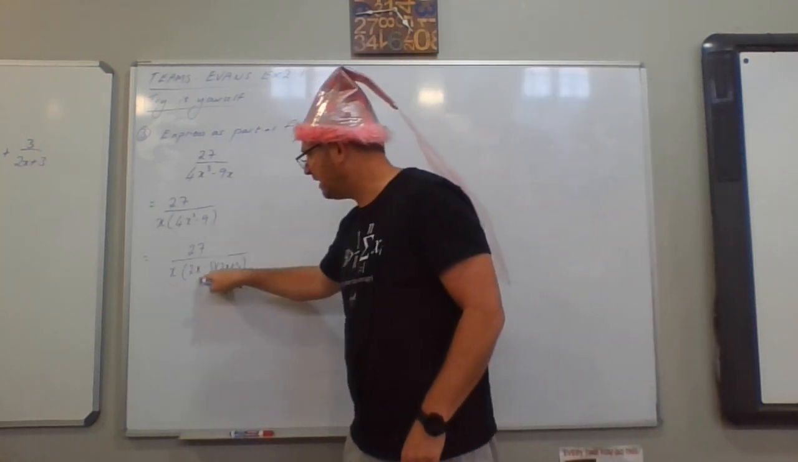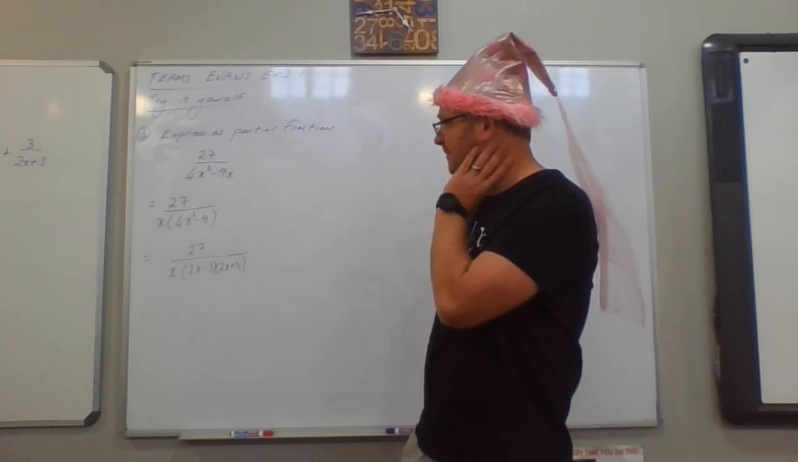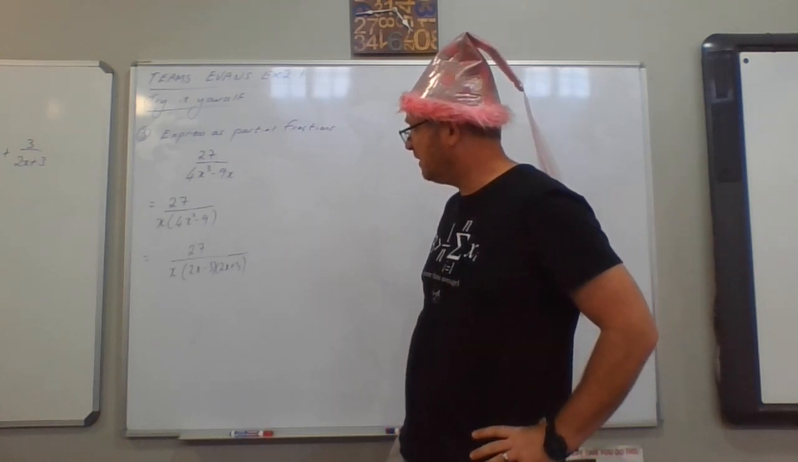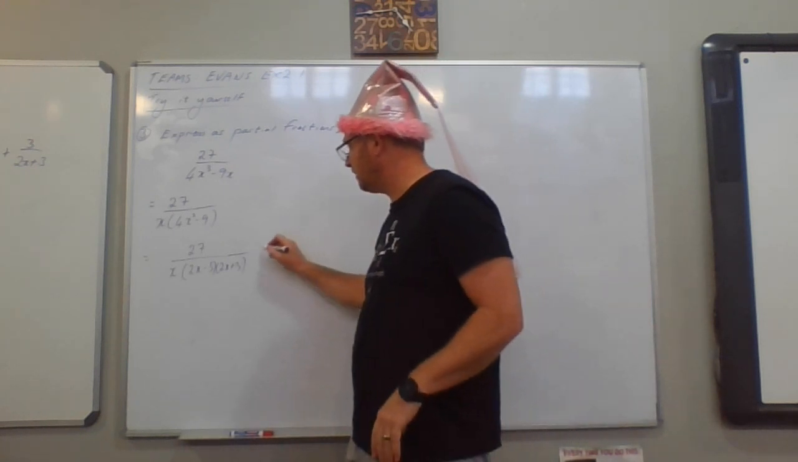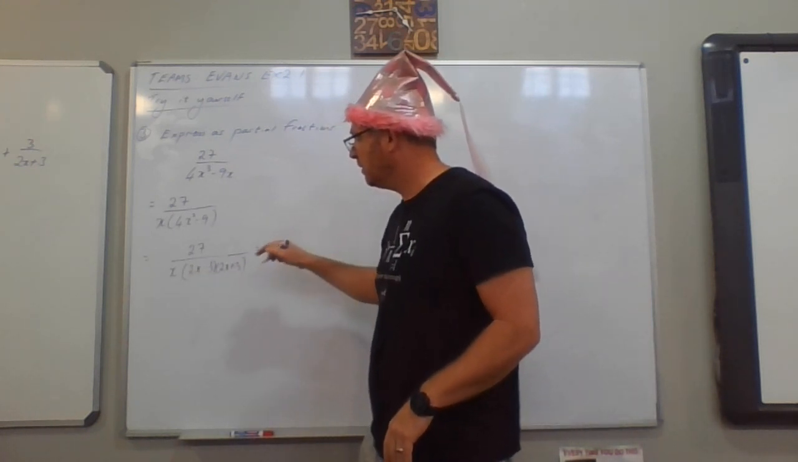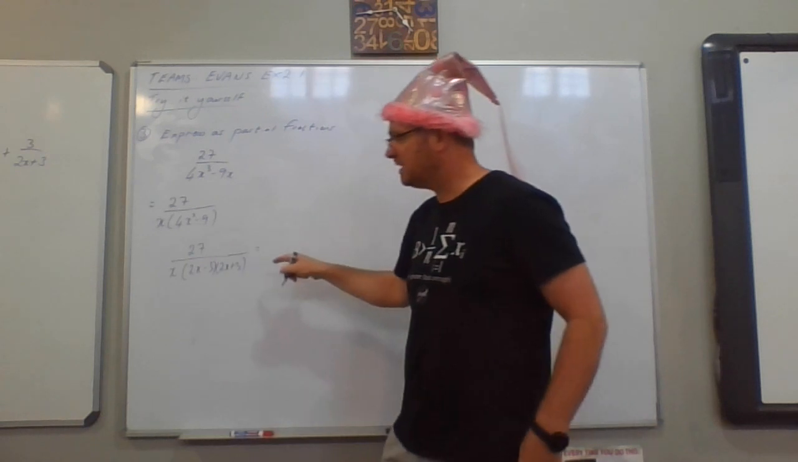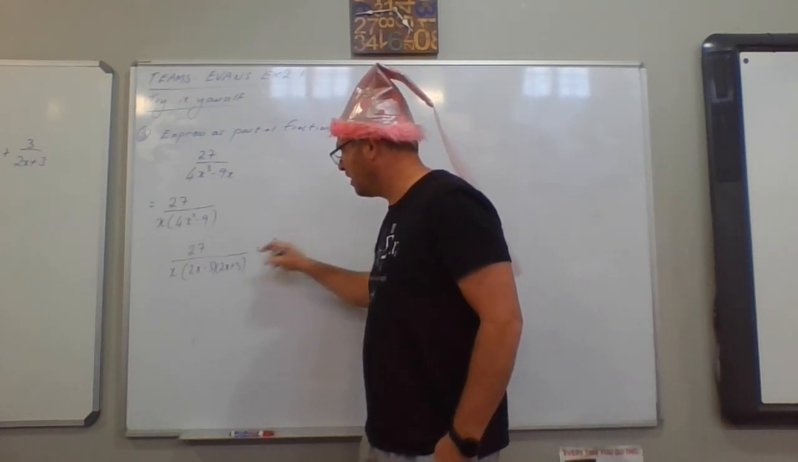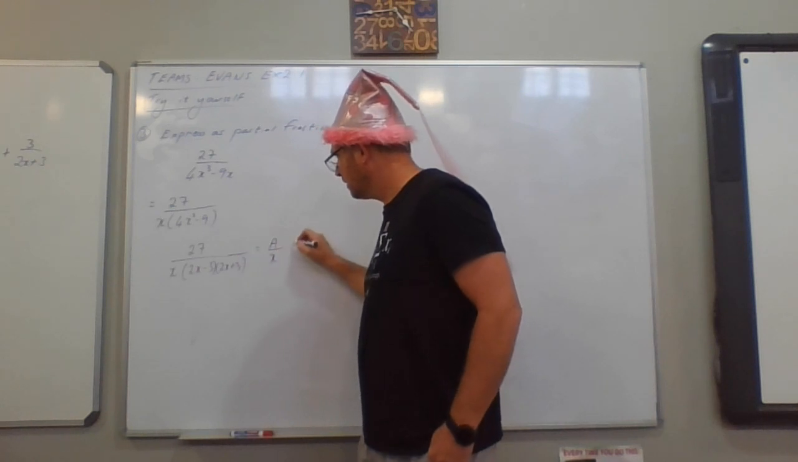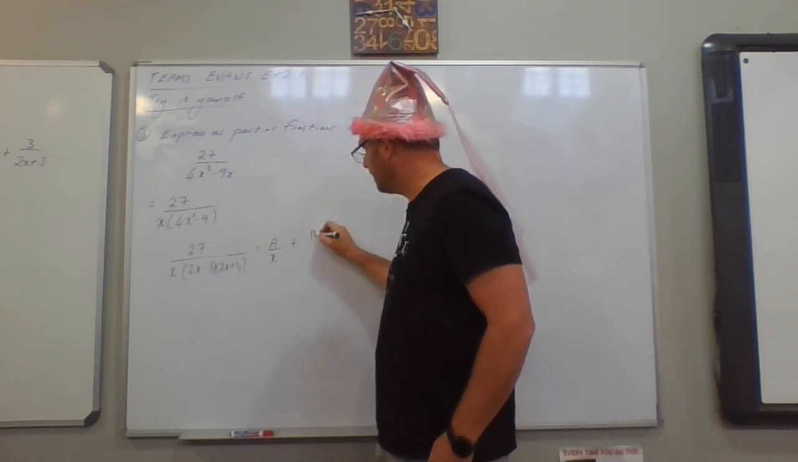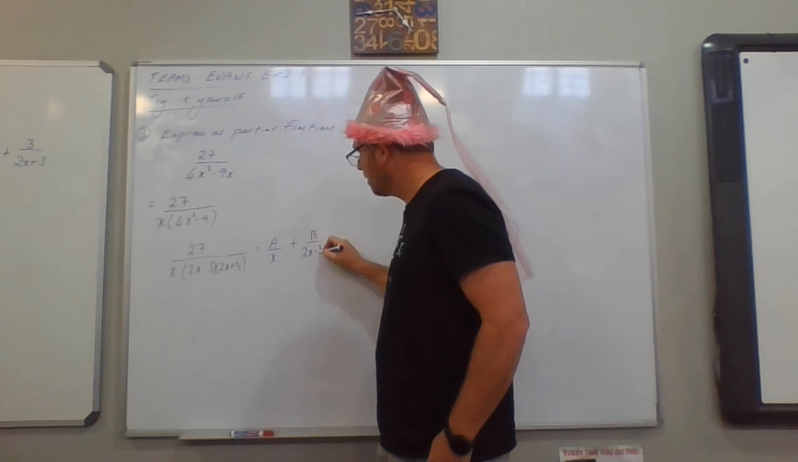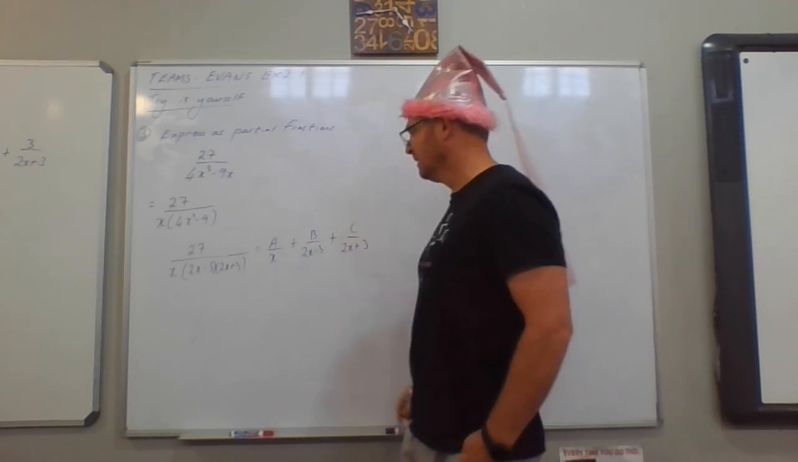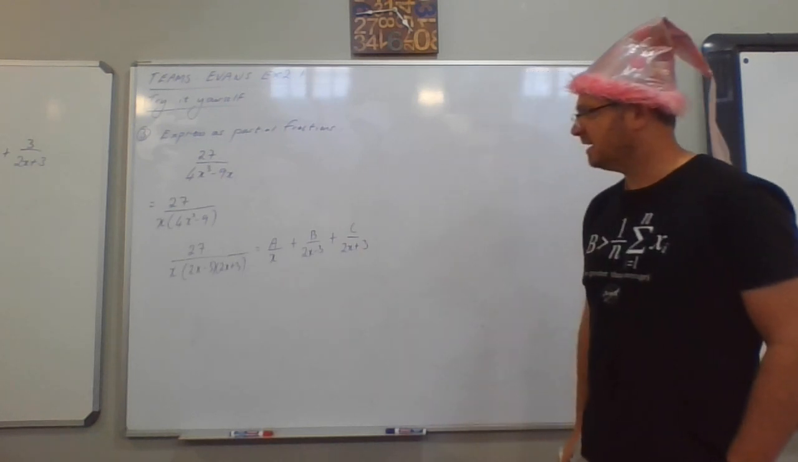So I get 27 over x, 2x minus 3, 2x plus 3. So it's been factorized into linear factors. It doesn't matter that they're 3, that's lovely. So we know resolving into partial fractions means write it as a sum. So this could be written as a over x plus b over 2x minus 3 plus c over 2x plus 3. There are 3 things, so we're going to express it like that.